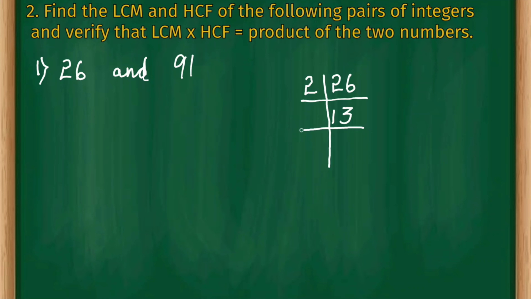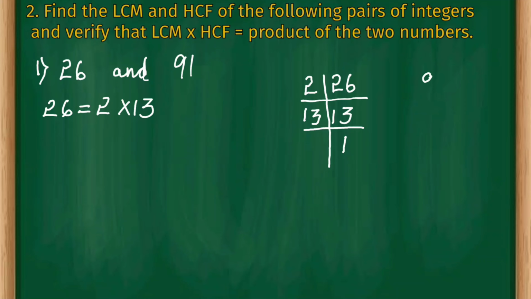26 can be divided by 2. If we divide it by 2, we get 13. Then 13 can be divided by 13 itself, and we get 1. After prime factorizing 26, we will write the factors. Prime factors of 26 are: 26 is equal to 2 into 13.